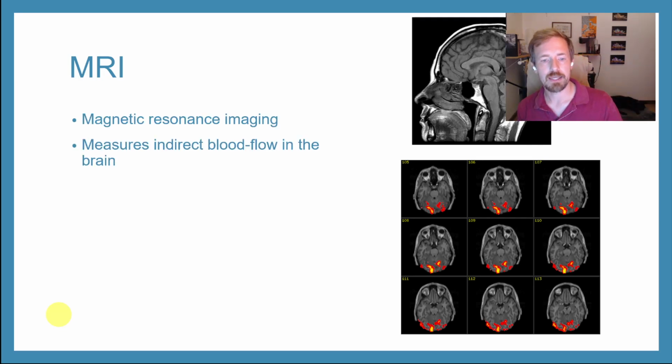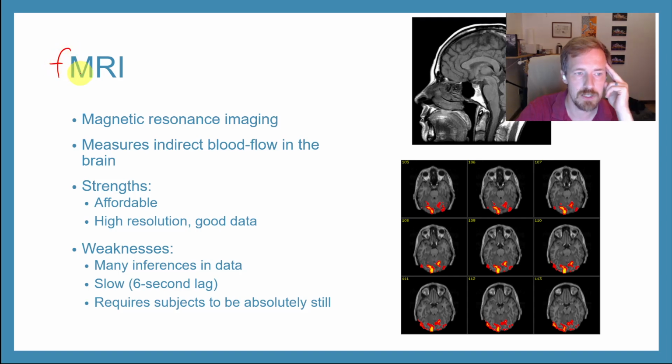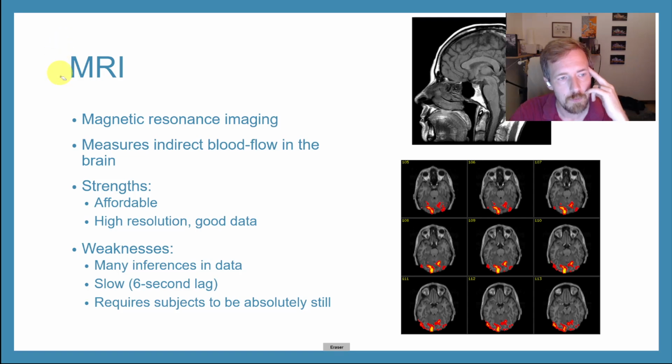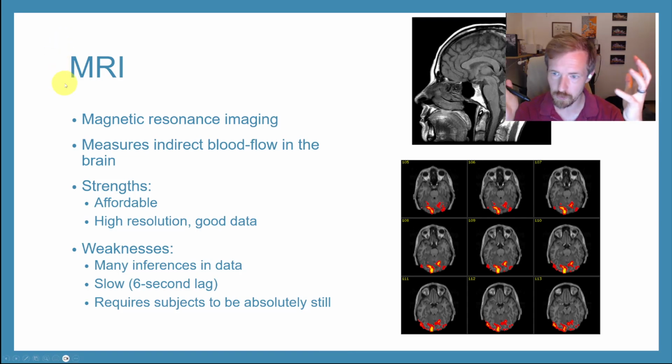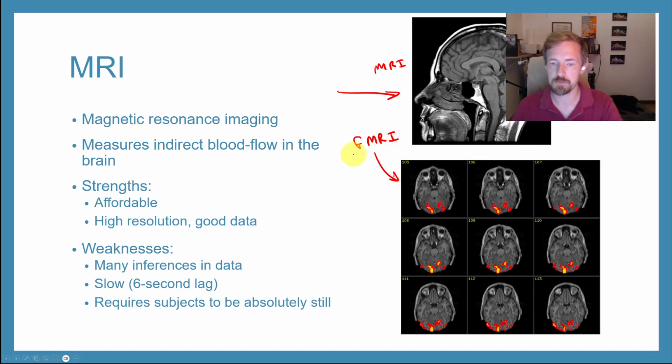MRI is looking at indirect measurement of blood flow, and I should specify here that I'm really going to be talking about fMRI. Well, hold on. Actually, when we're talking about structural stuff, this figure right here is an MRI. This over here, which has activation, is an fMRI. The F just means functional.